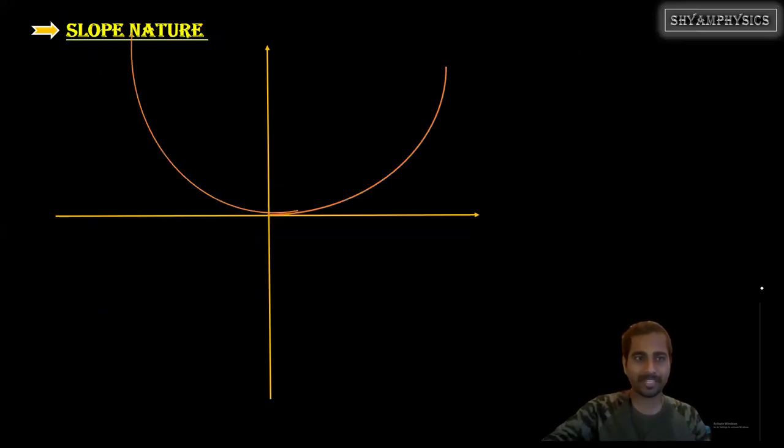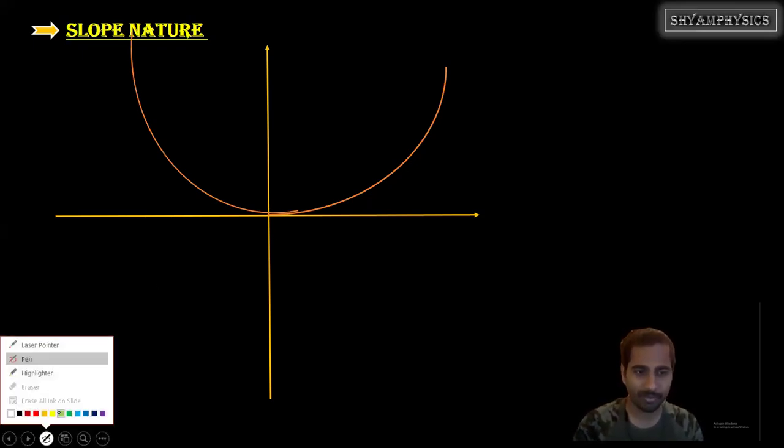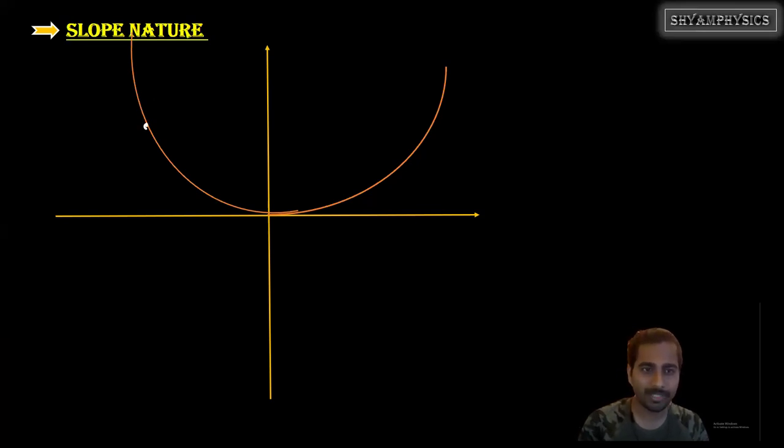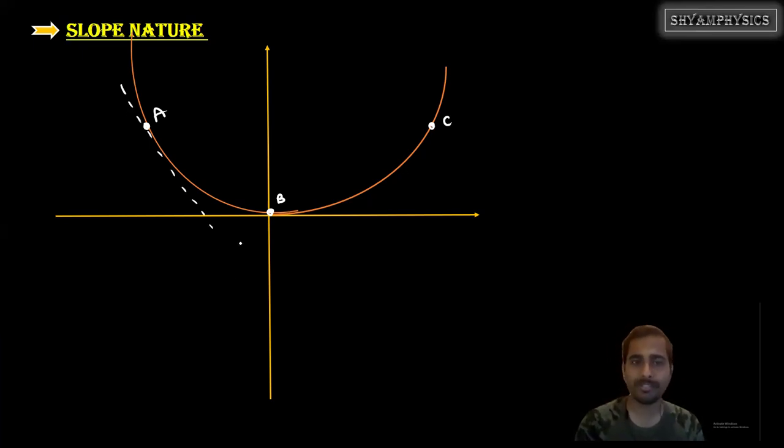Next, we'll discuss the same thing at three points, and then we'll conclude properly. Now I'm taking three points here. This is point A, this is point B, and this is point C. We'll go from A to B and then B to C and discuss the nature of the slope. At point A, if I want to draw the slope, that line will be drawn over here. This is the angle it makes at point A.